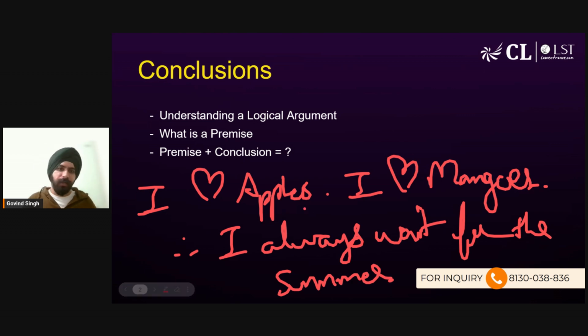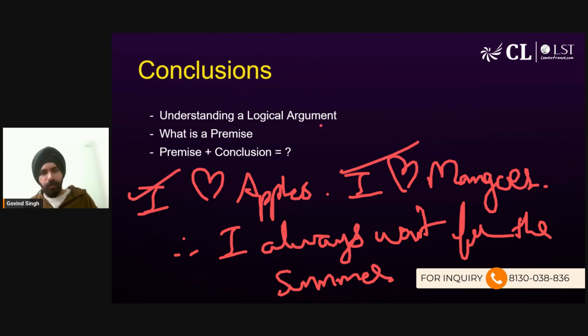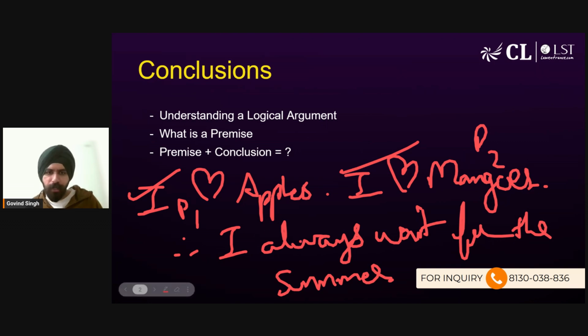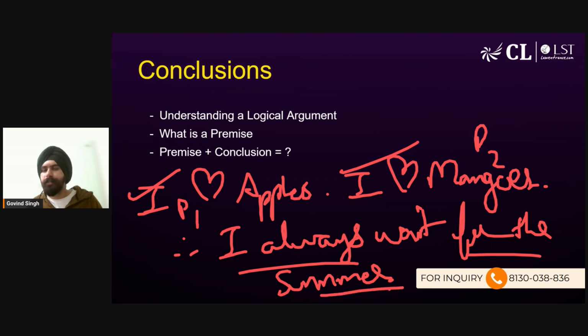Now, here you can see that we have two pieces of information. One is that I love apples. The second is I love mangoes. Now, both of these are premises. Both of these are pieces of information. This is premise one, this is premise two. And both of these premises are leading us to a conclusion that because I love apples and mangoes, therefore I always wait for the summer season.